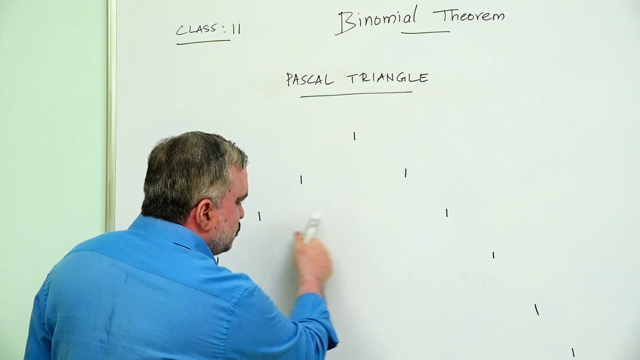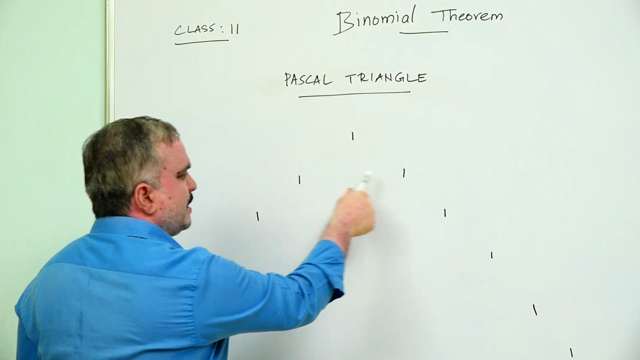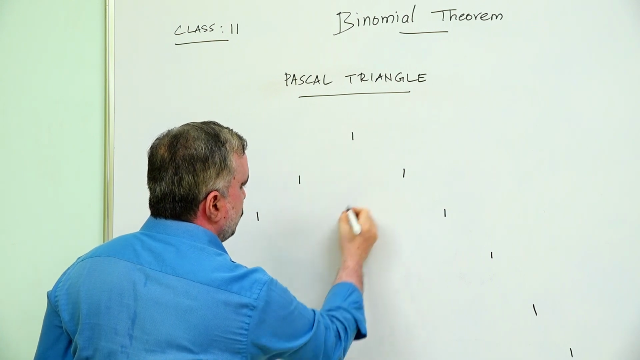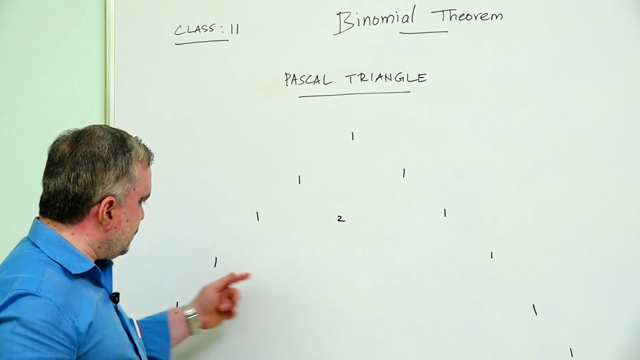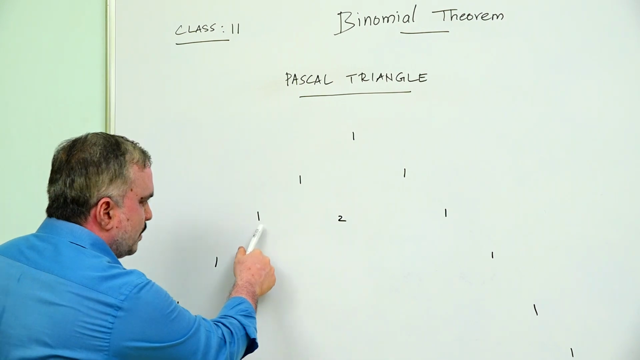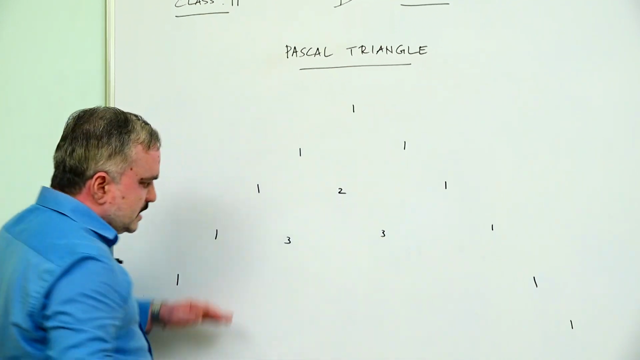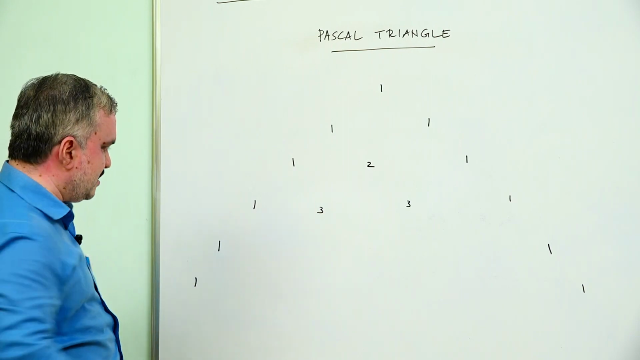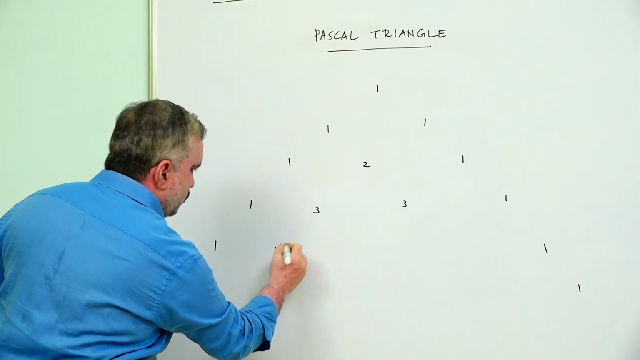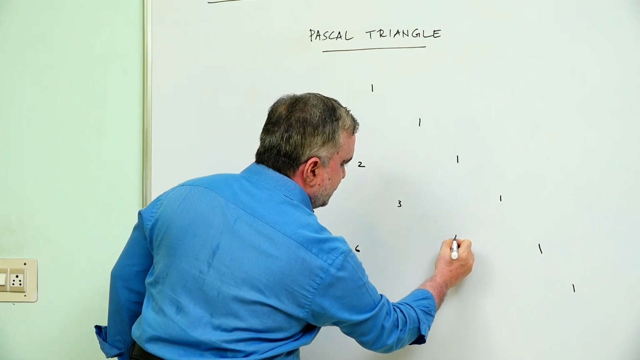To get the remaining numbers in this row, you add the previous row's left number and right number: 1 plus 1, we get 2. For the numbers in the next row, we add 1 plus 2, we get 3. 2 plus 1, we get 3. Similarly, we can fill the Pascal triangle. 1 plus 3, we get 4. 3 plus 3, we get 6. 3 plus 1, we get 4.